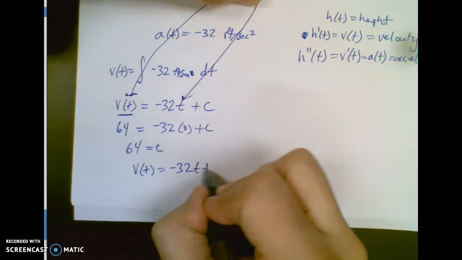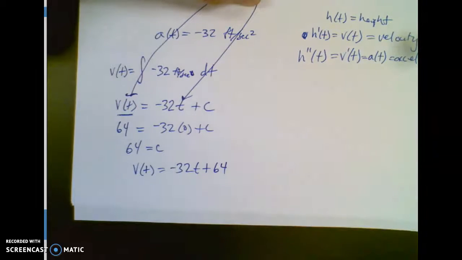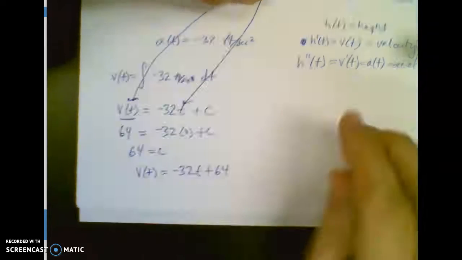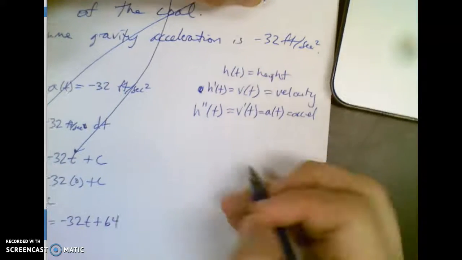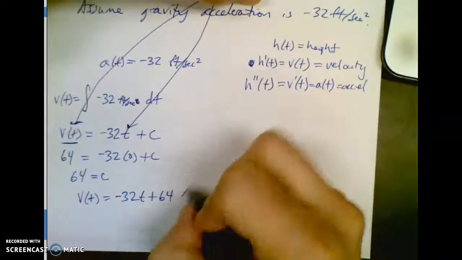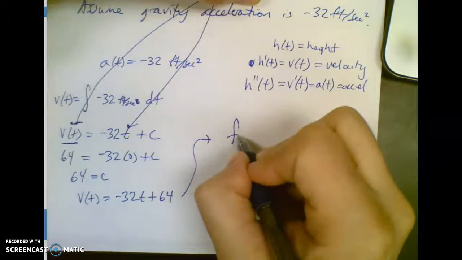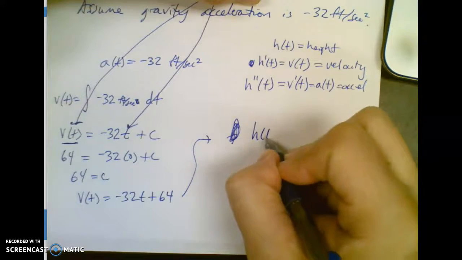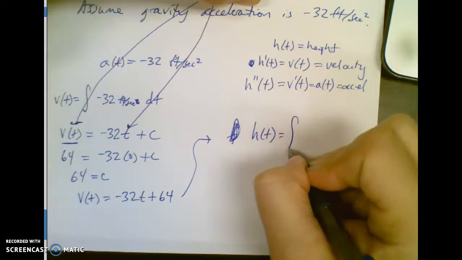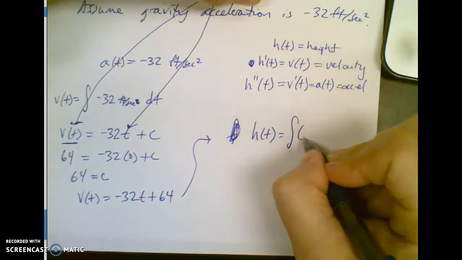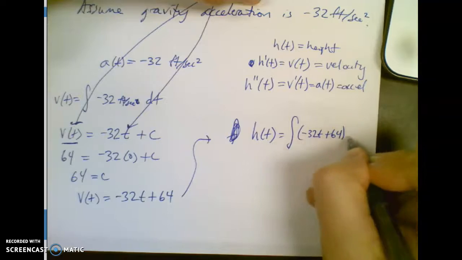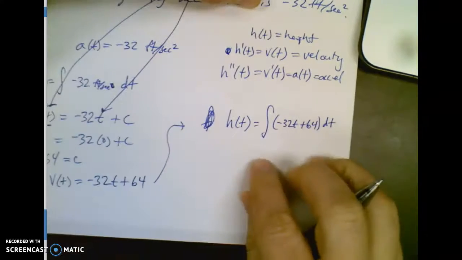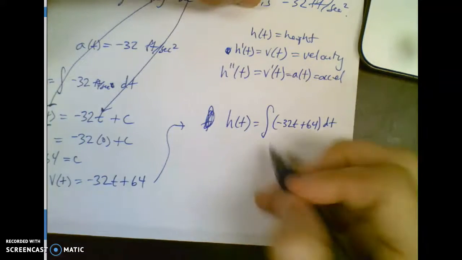In this problem, we know that our velocity function isn't just -32t plus c, it's -32t plus 64. And then I can take the integral of this, because now I'm here and I want to get to a height function. I can take the integral of my velocity function and it's going to equal my height function. There's my integral symbol. I'm going to take the integral of -32t plus 64 dt, because I want my letters to match. That's like my beginning and end.